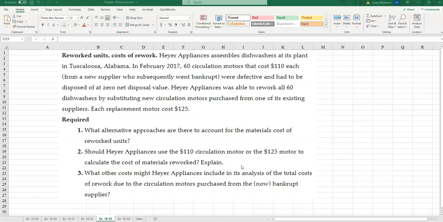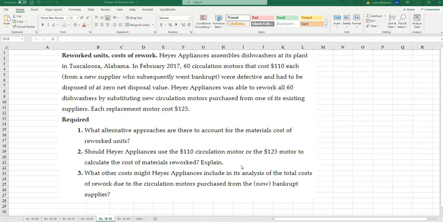What about ordering costs? Should we not consider the additional ordering costs for the replacement circulation motors? So we've got a few things here that we should include in the analysis of reworking and what costs we should consider when reworking units, especially when we have to go outside of our company and reach out to our supply chain. Now we've got additional costs. We've got purchase order costs. We have maybe the cost of the unit itself, any additional freight to rush those units to us.